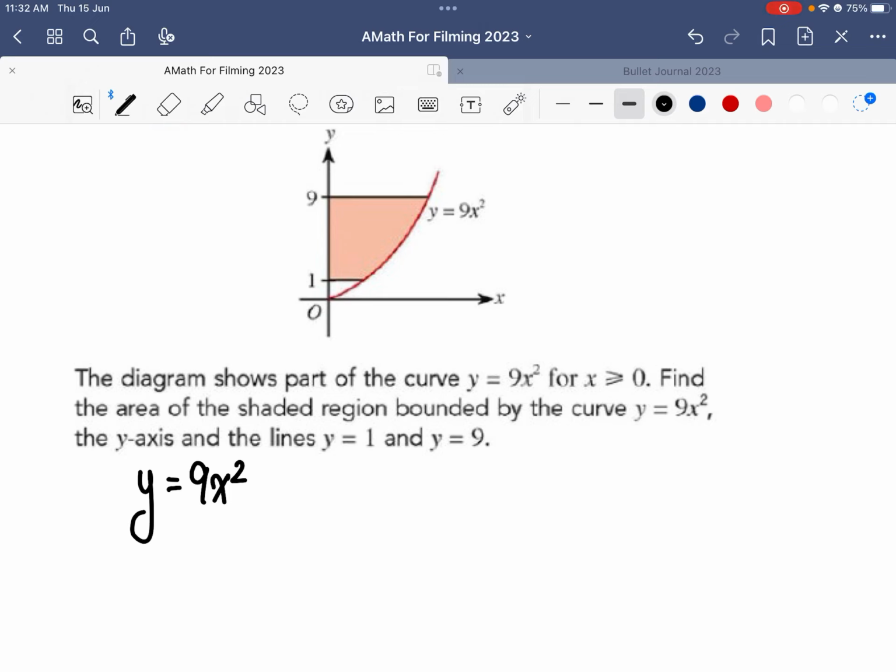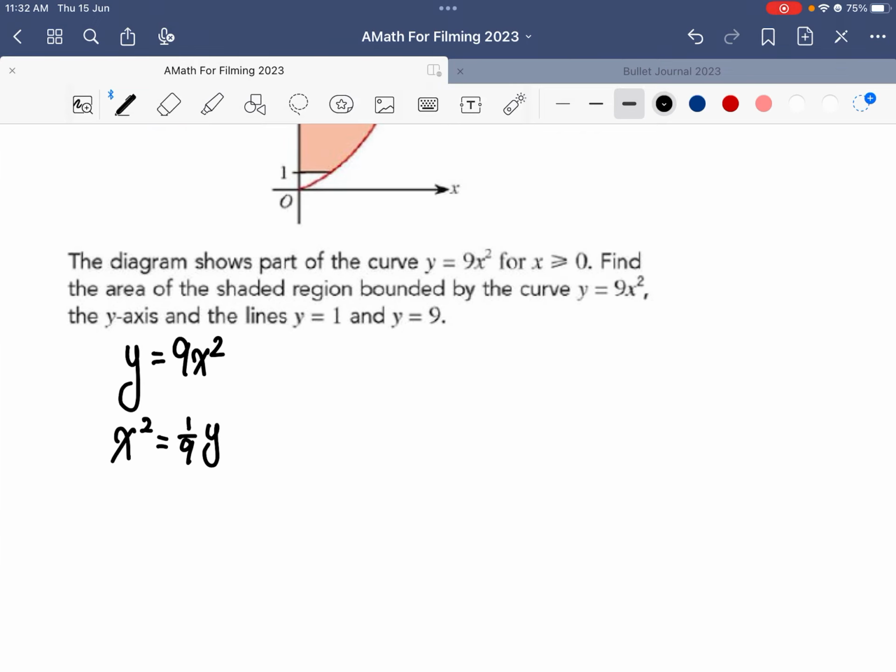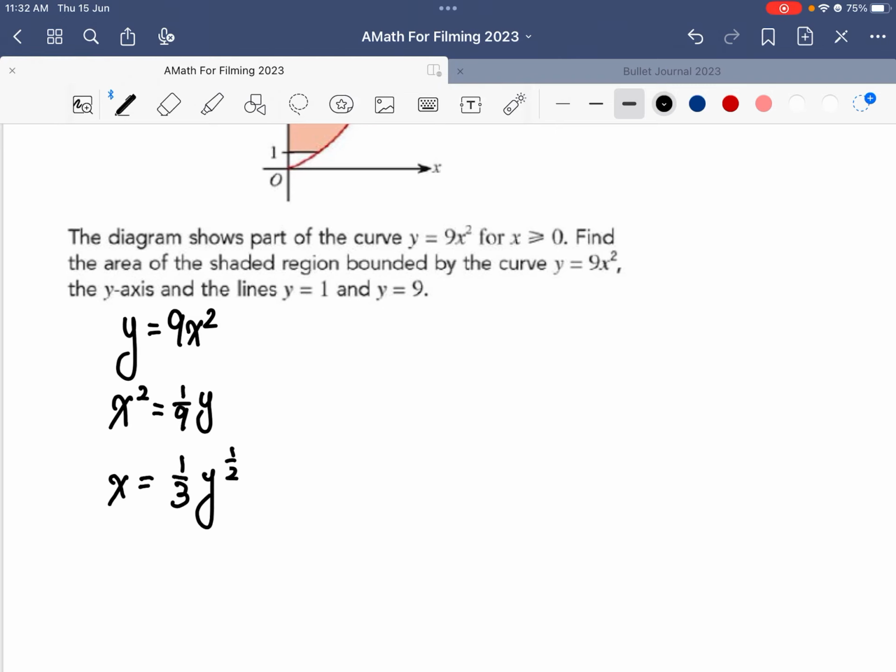So what I will do here is this. If I simplify, I will jig the equation up a bit. So what I get is x squared is y over 9. So x is, taking the square root of both sides, 1/3 y to the power of half.